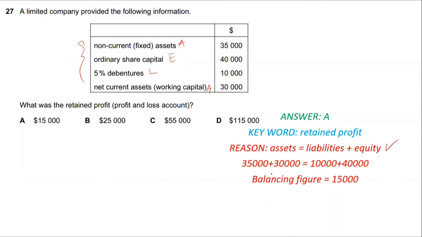So assets 35,000 plus 30,000 equals 65,000, and liabilities plus equity, 10,000 plus 40,000, equals 50,000. The accounting equation should always be balanced. It should be equivalent to 65,000. So the difference between 65,000 and 50,000 is 15,000. That is the balancing figure, and that is the correct option for multiple choice 27. Option A, 15,000, would be our retained profit.